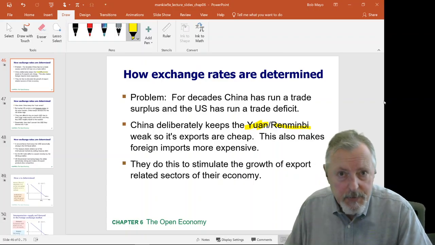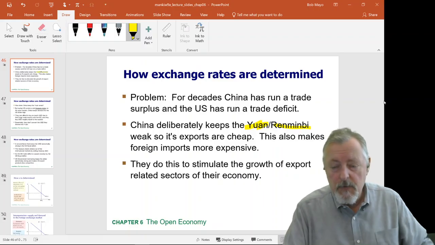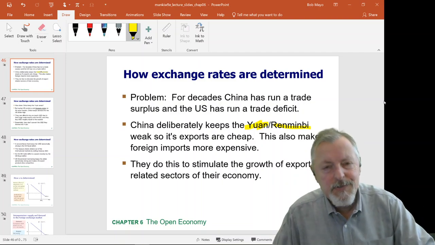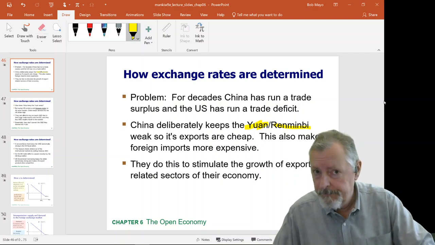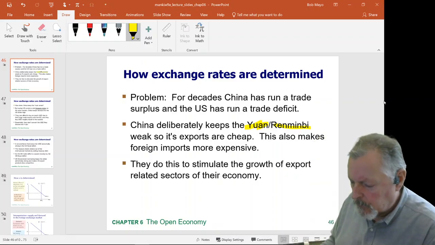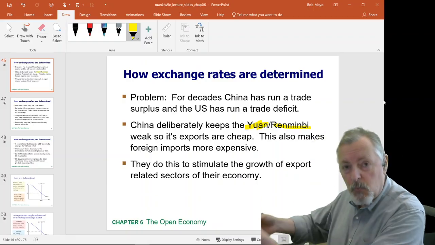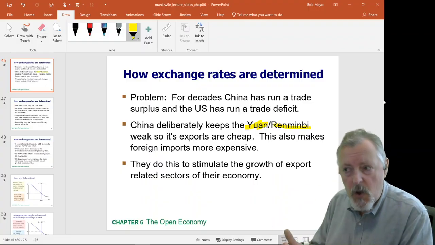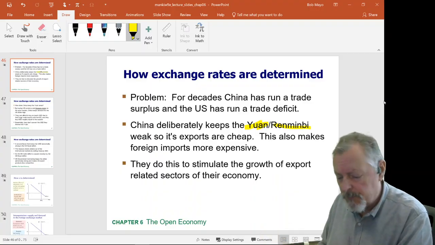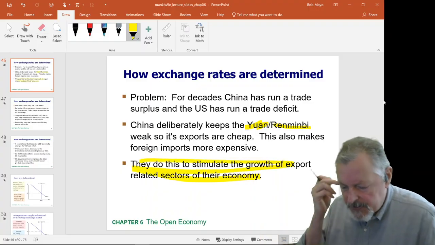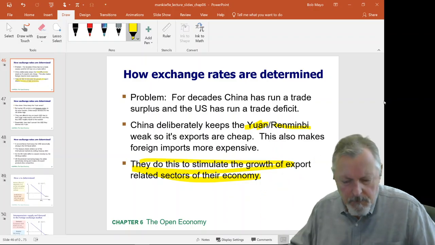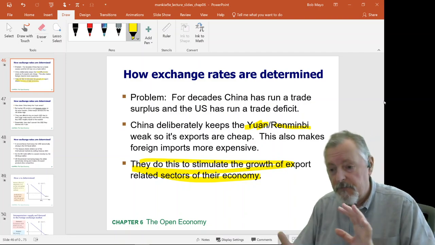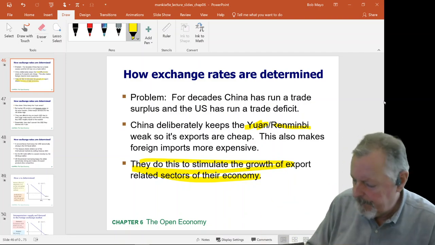If the yuan is cheap relative to the dollar, that makes, from the U.S. perspective, Chinese products less expensive, which is one of the reasons why Walmart is full of them. And this makes U.S. products really expensive to buy in China because you have to trade a huge number of yuan to get a dollar to buy an American product. This is part of what's broadly called industrial policy, government policies to favor certain sectors of the economy over others.